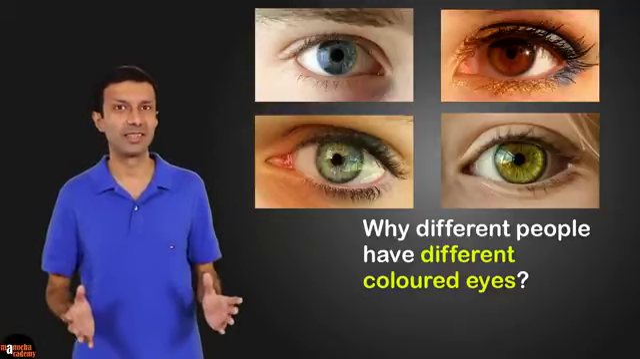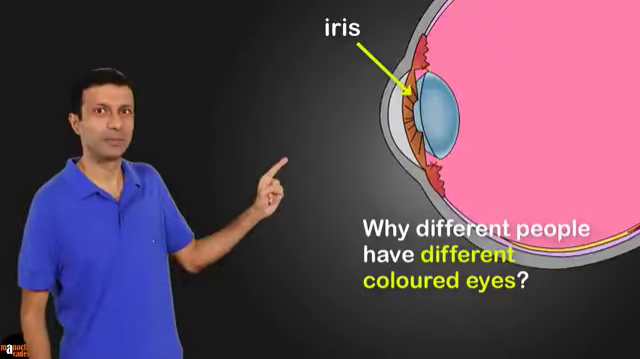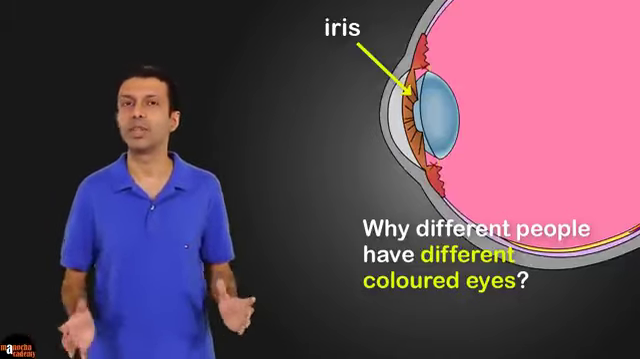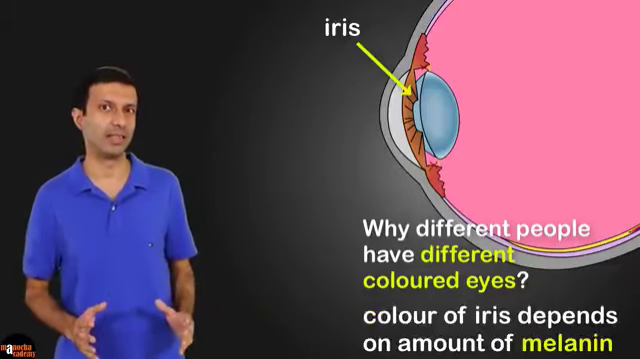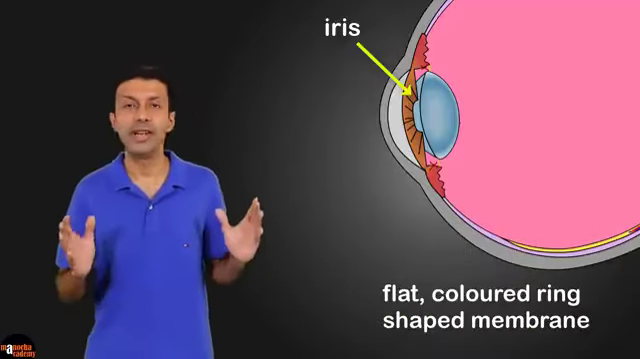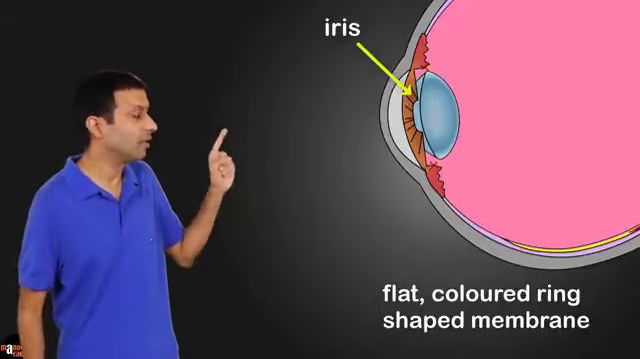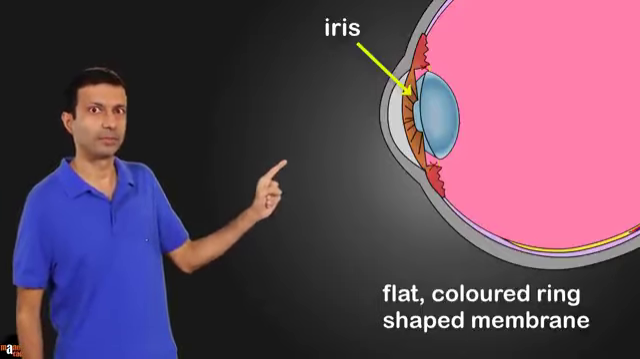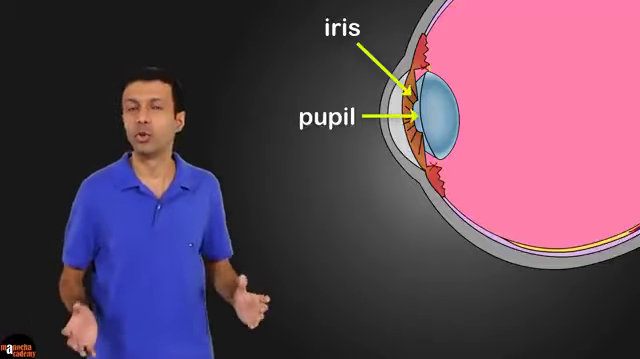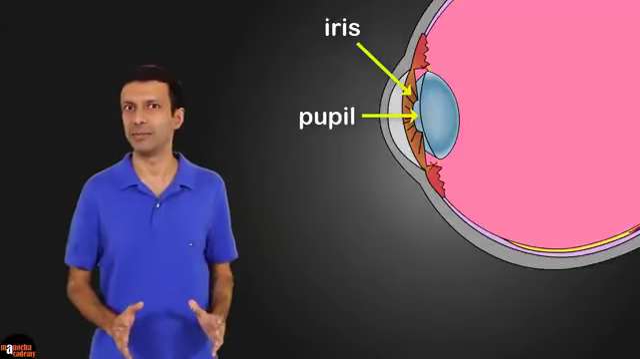Do you know why different people have different colored eyes? It's due to our next part, the iris. The color of the iris depends on the amount of melanin present in it. The iris is a flat, colored, ring-shaped membrane that is located behind the cornea. There's a hole in the center of the iris called the pupil, through which the light enters the eye.